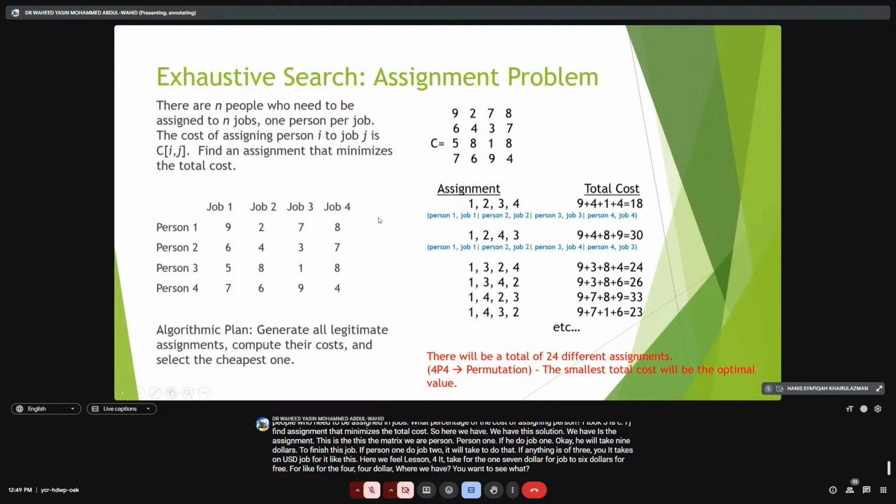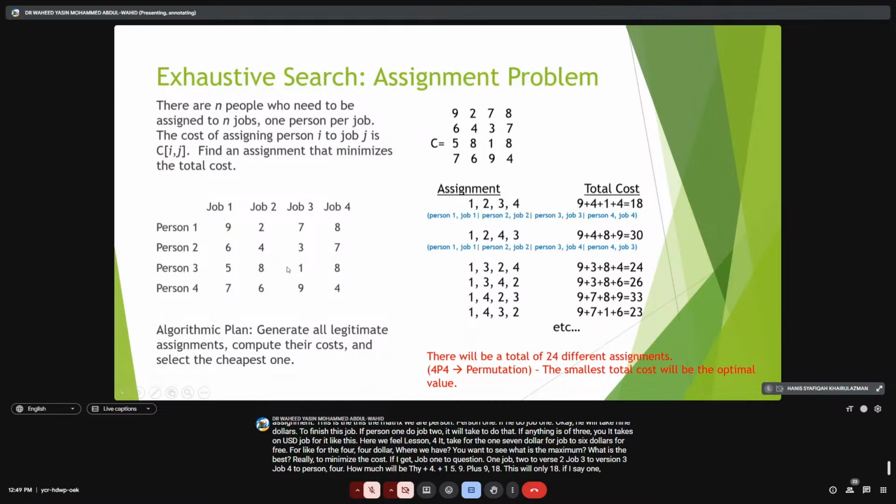You want to see what is the best. We need to minimize the total cost. If I give job 1 to person 1, job 2 to person 2, job 3 to person 3, job 4 to person 4, how much will it be? 9 plus 4 plus 1, 5, 9 plus 9, 18. This one will be 18.